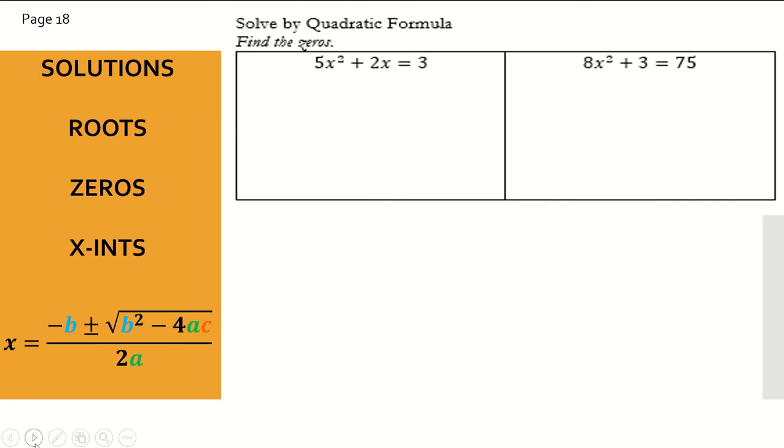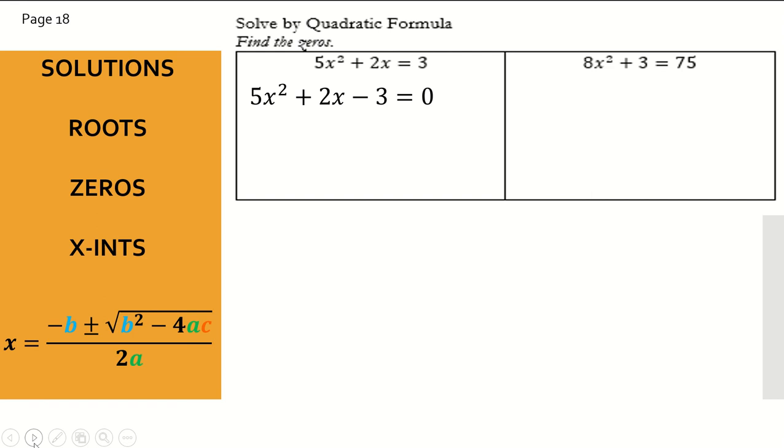Besides graphing and factoring, we also solved by quadratic formula. So for this first quadratic, the first step is to make sure it's in standard form, ax squared plus bx plus c, and we have to set it equal to 0. Notice it's not equal to 0, it's equal to 3. So we need to move all our terms to the left side. We would simply subtract 3 from both sides, and now we have the quadratic in standard form.